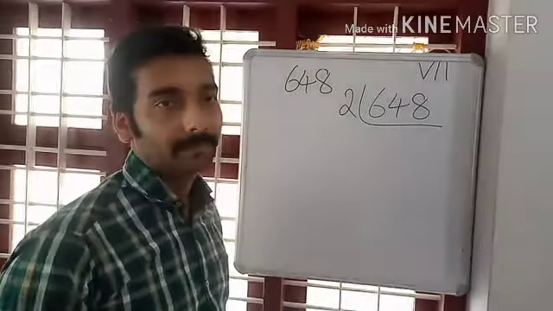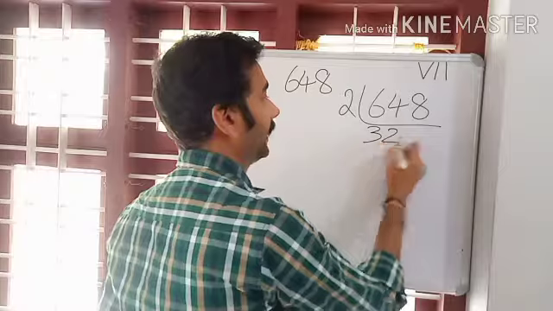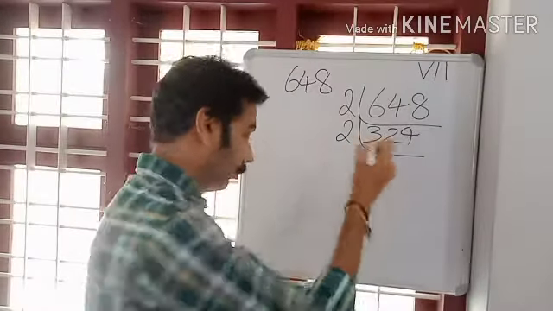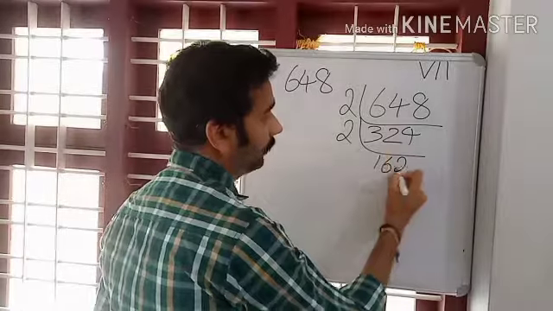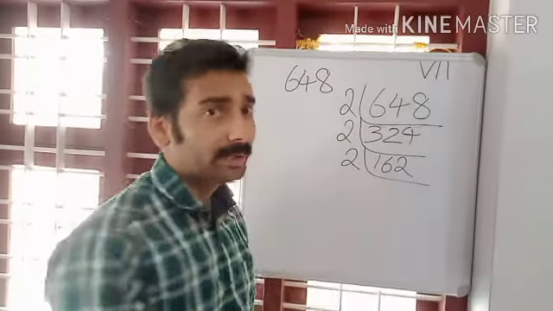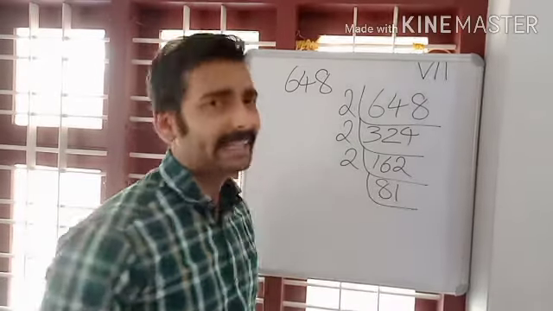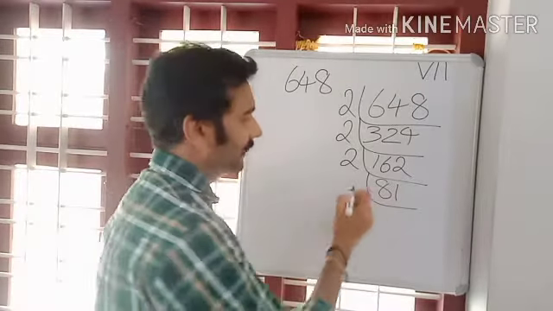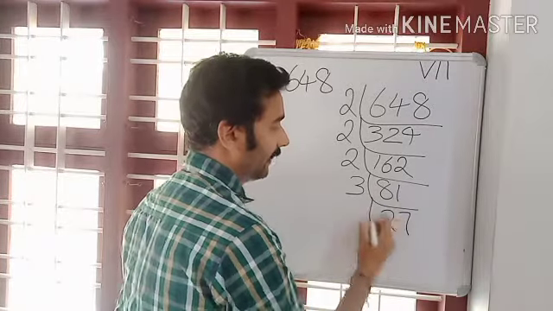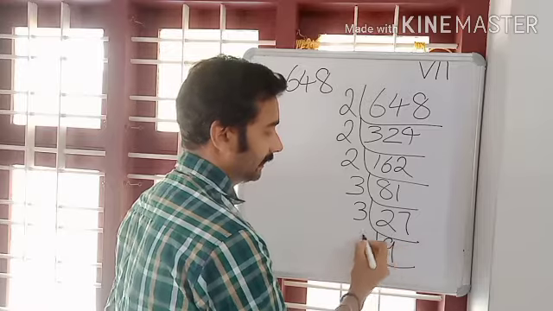648 is divisible by 2. That means 324. Also 324 is divisible by 2. That is 162. 162 is also divisible by 2. That means 81. 81 is divisible by 3. That is 81 divided by 3 is 27. 27 is also divisible by 3. That is 9, and 3.